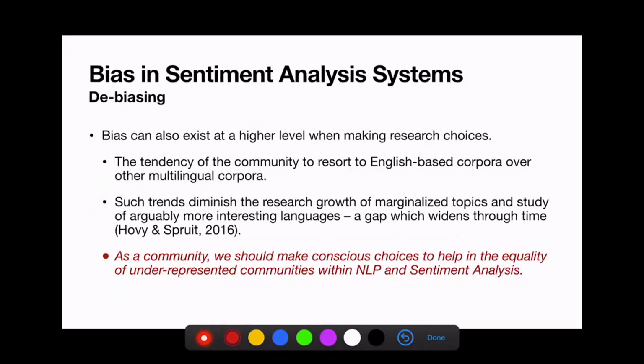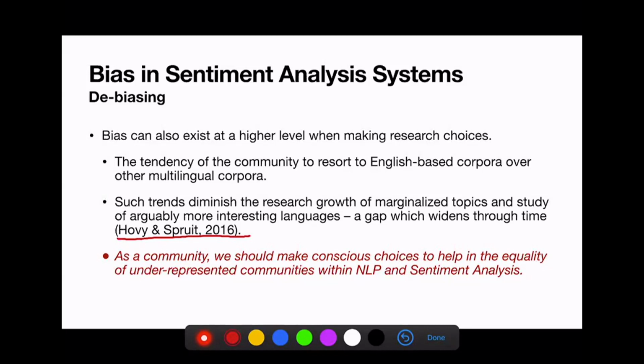Yeah, so our statement regarding this is that bias can also exist at a higher level when making research choices. So the tendency of the community to resort to English-based corpora over multilingual corpora. Such trends diminish the research growth of marginalized topics and the study of arguably more interesting languages, a gap which widens through time. You can read this recent paper by Hovy. And as a community, we should make conscious choices to help the equality of underrepresented communities within NLP and sentiment analysis.